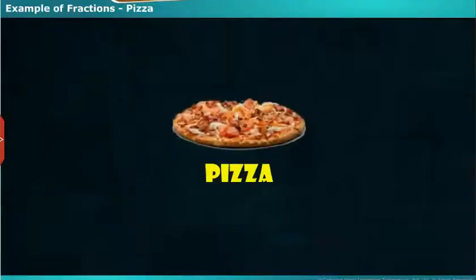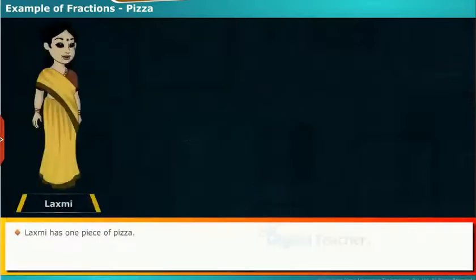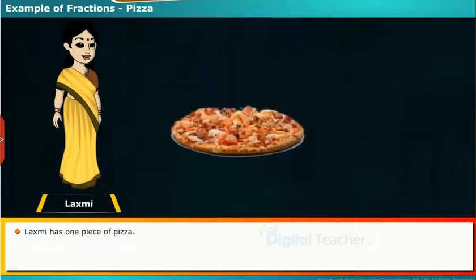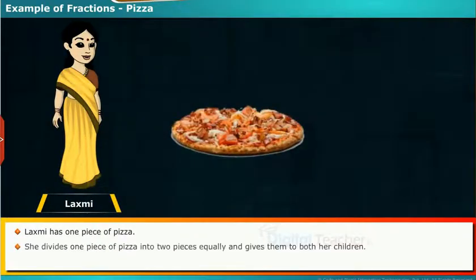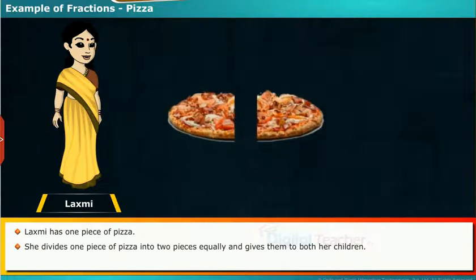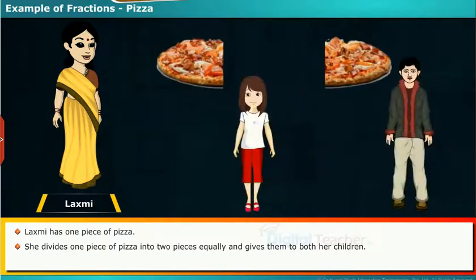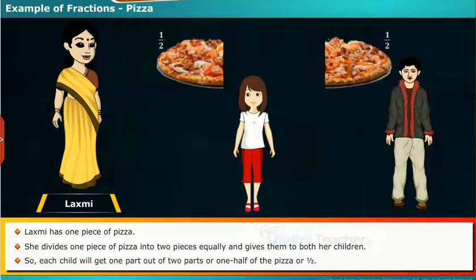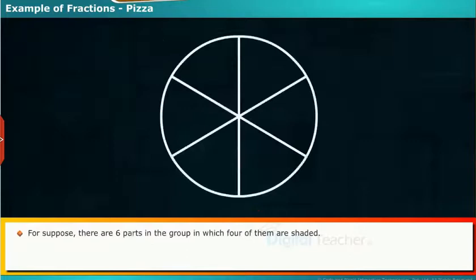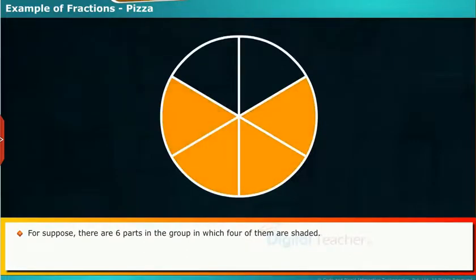Now we see how the pizza is going to be shared. Lakshmi has one piece of pizza. She divides one piece of pizza into two pieces equally and gives them to both her children. So, each child will get one part out of two parts, or one half of the pizza, or 1 by 2. For suppose there are 6 parts in the group in which 4 of them are shaded.